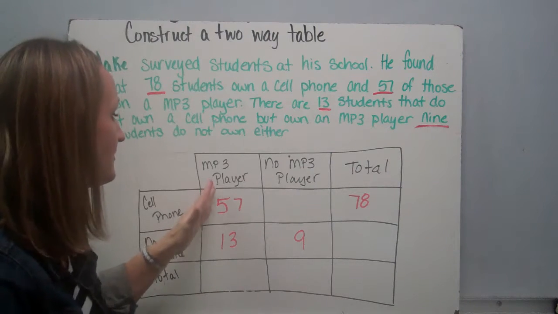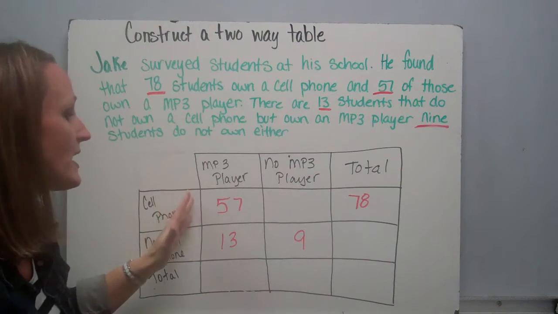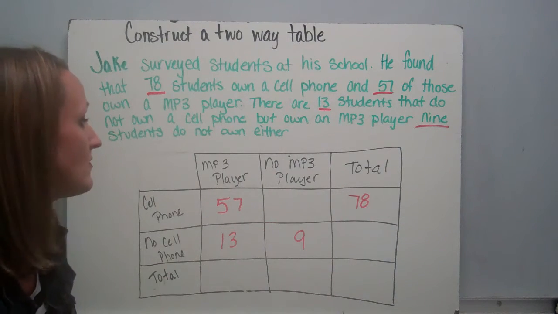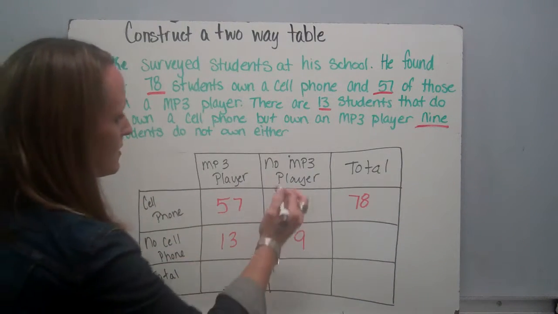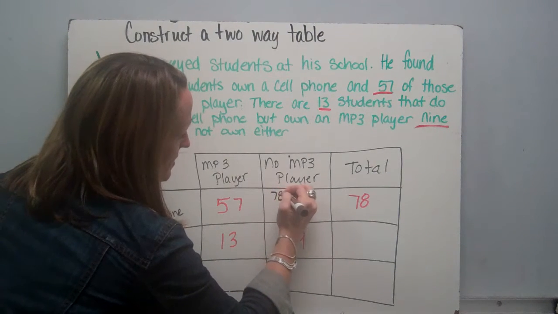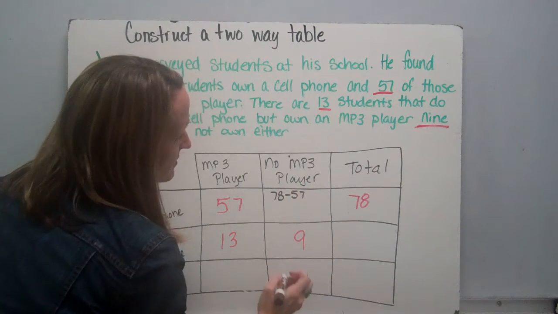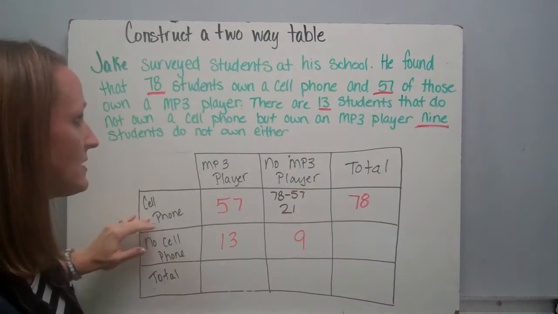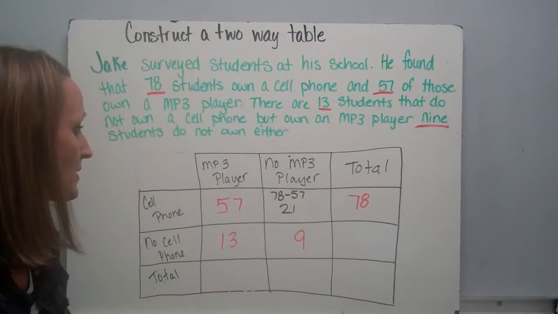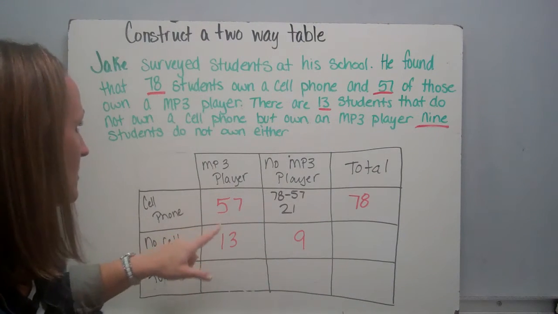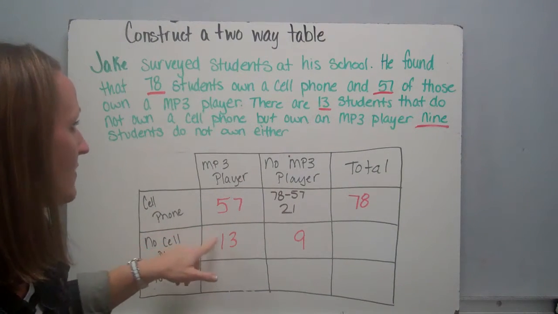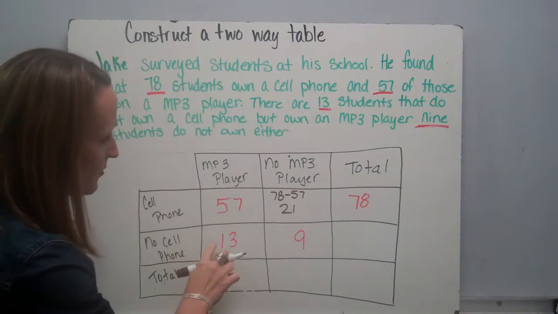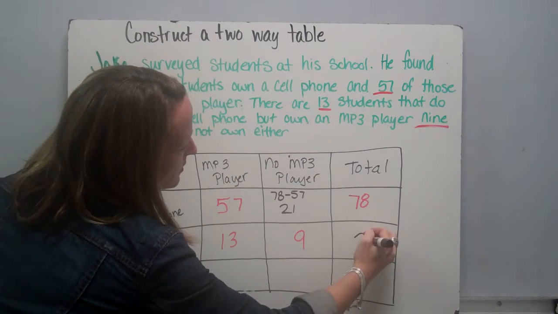Okay, so if 57 own an MP3 player and a cell phone, and he surveyed 78 total that had a cell phone, to find what goes here, we would want to do 78 minus 57. So we find that 21 have a cell phone but not an MP3 player. Okay, to find our total here for no cell phone, those that have an MP3 player and those that have no MP3 player, we would add 13 plus 9, so we're going to get 22.